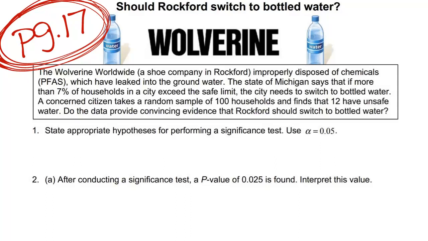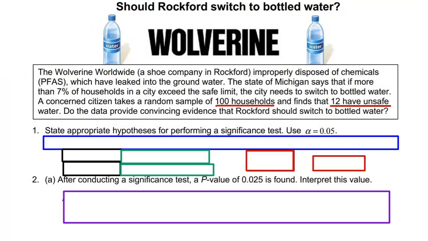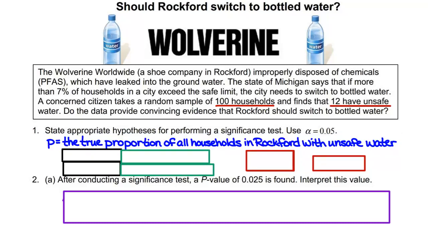If we're going to state appropriate hypotheses, we have to define our parameter first. What would the parameter be? Yes, the true proportion of households in Michigan that have unsafe water, or the true proportion of households in Michigan that exceed the safe limit, something along those lines. And then what variable would we use for the true proportion? P. So P equals the true proportion of households in Rockford with unsafe water.